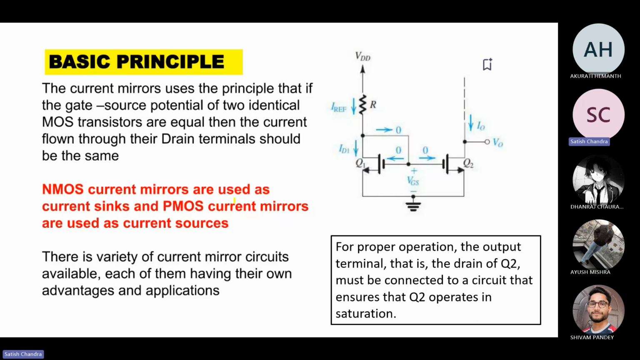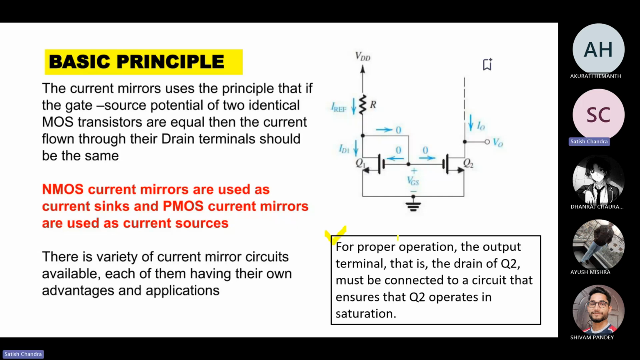NMOS current mirrors are used as a current sink, whereas the PMOS current mirror is basically used as a current source. Sink means which is going to sink all the things basically. That is what the meaning of it. There is a variety of current mirror circuits available, each of them having their own advantages and applications. We're going to see that one.